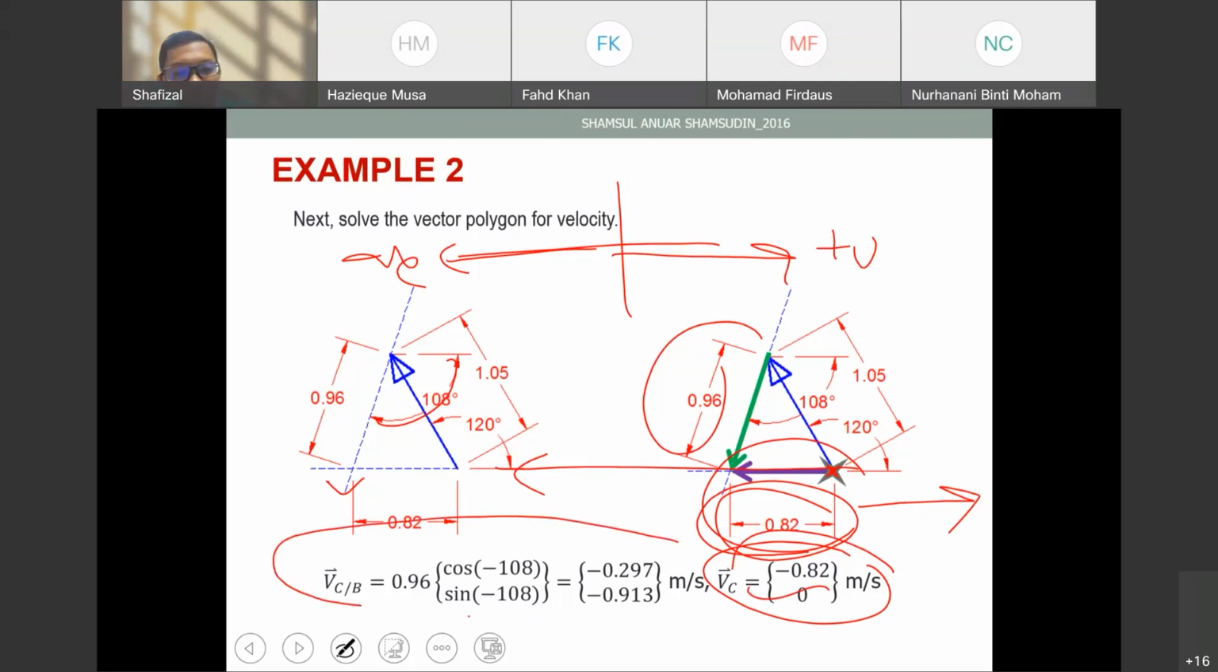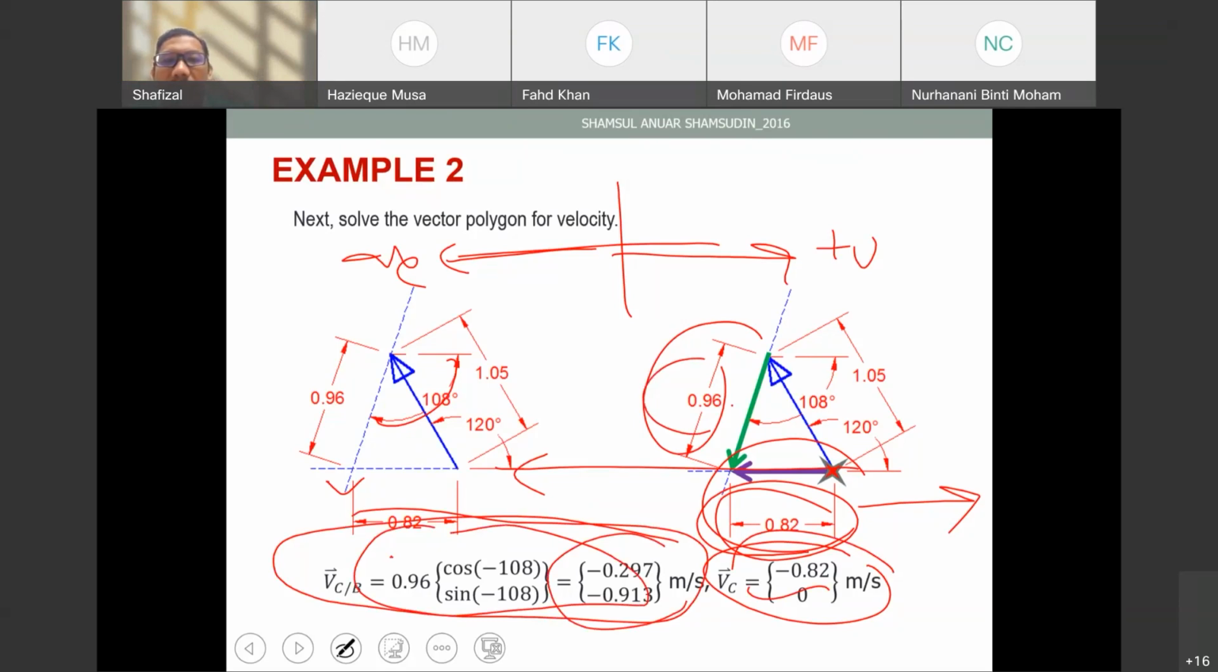Or you can do it this way too, using these vectors to find the answers. For this case, you can find it. The answer is 0.96.